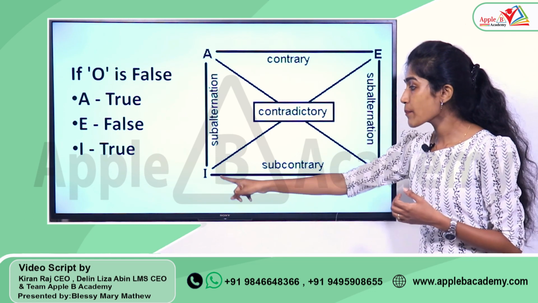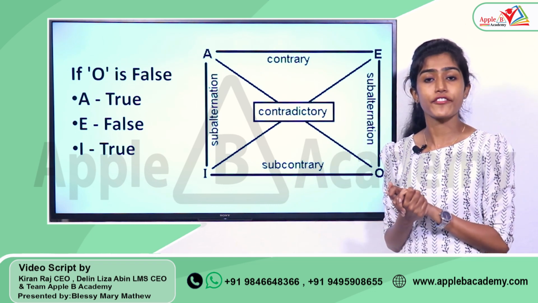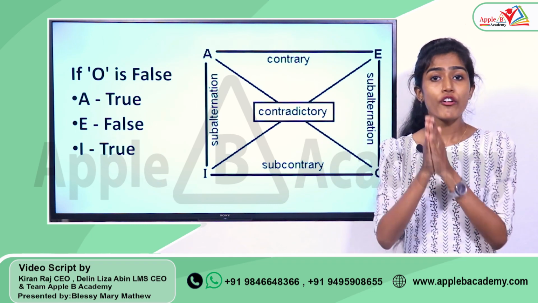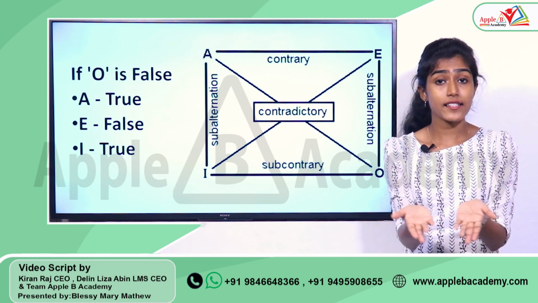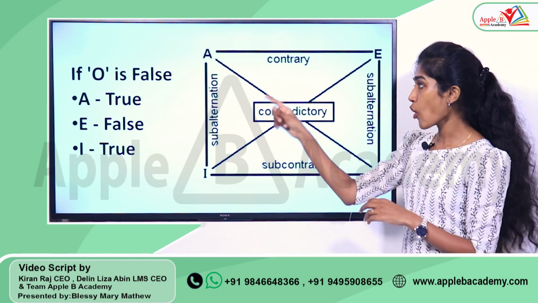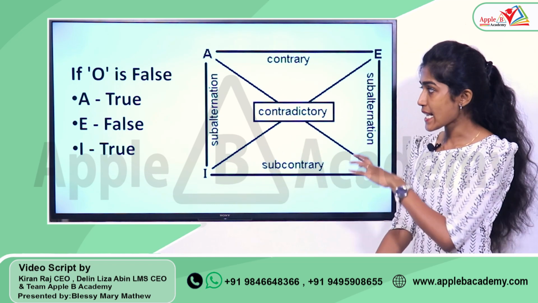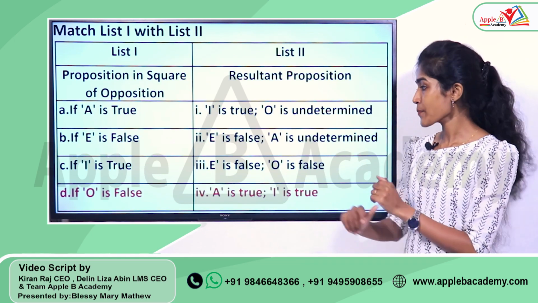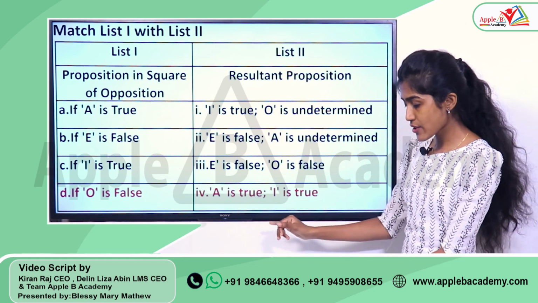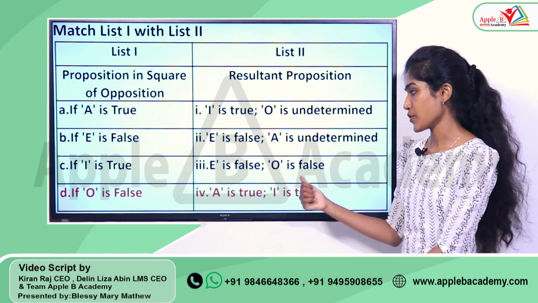But if one of the propositions in subcontrary is false, then the other one will be definitely true, because they cannot be false together. They can be true together, there is nothing wrong in that, but they cannot be false together. In that case, if O is false, then definitely I will be true. Taking these ideas to the question that we are discussing, if O is false, then A is true, and I is again true. So that is option four.